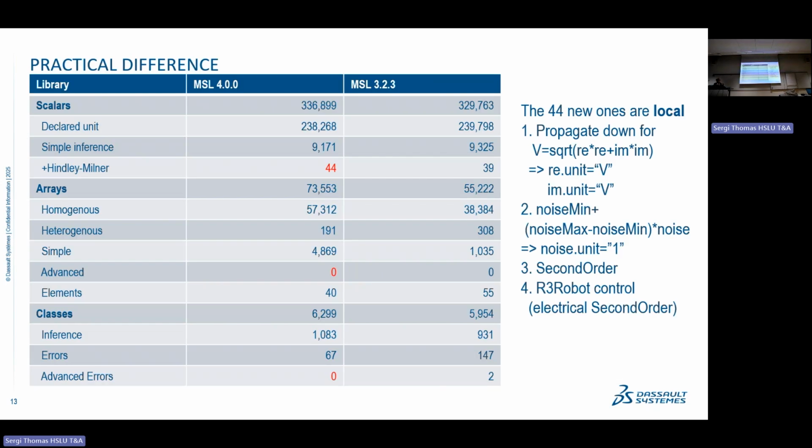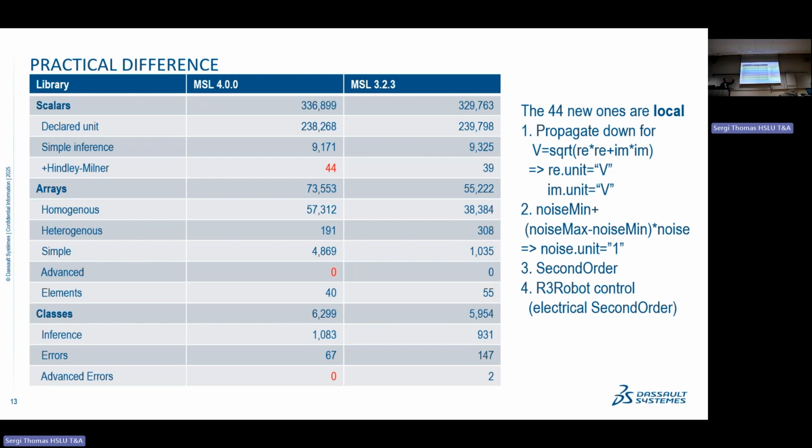So if we look at it in practice and run it for MSL, we see that there are about 300,000 scalars. Well, they're counting multiple times, and 200,000 of them have declared unit. And the simple inference gives 9,000 additional scalars a unit. And the Hindley-Milner just gives 44 additional units.